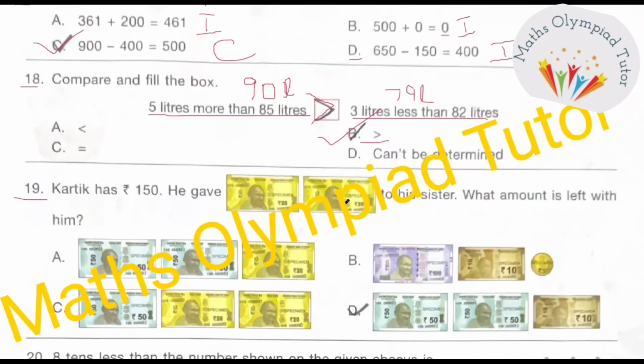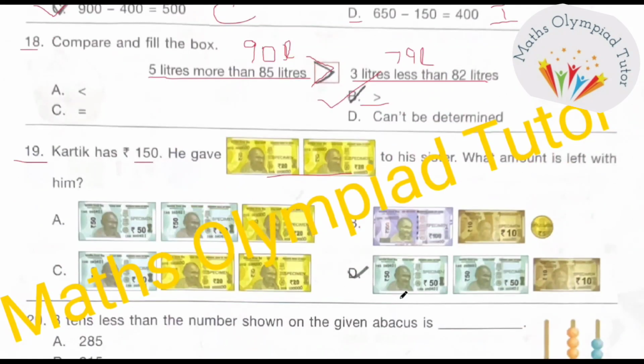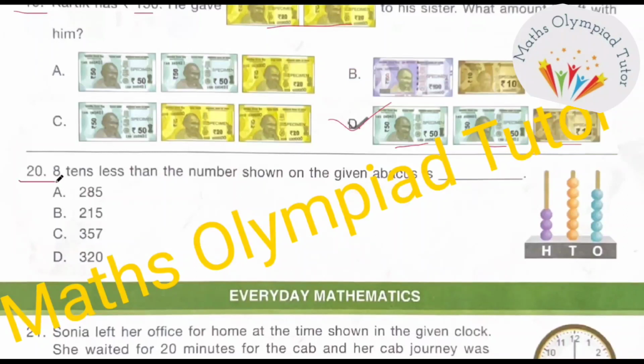Question 19 is Karthik has 150 rupees. He gave this much, that is 20 plus 20, that is 40 rupees to his sister. So what amount is left with him? So 150 minus 40. 150 he had, 40 he has given to his sister. So the amount left with Karthik is 150 minus 40, that is 110 rupees, which is being shown here. 50 plus 50 is 100 plus 10, 110. So we should select this.